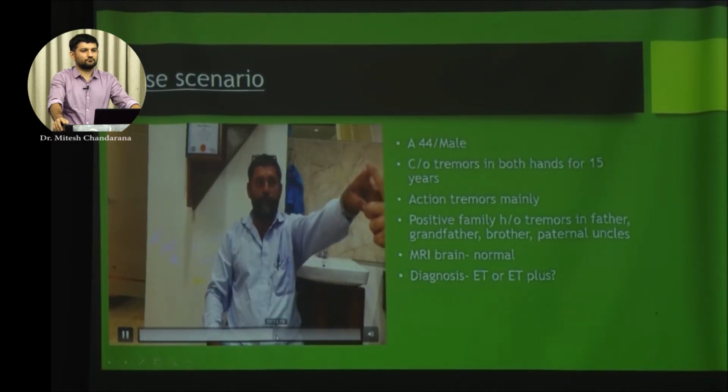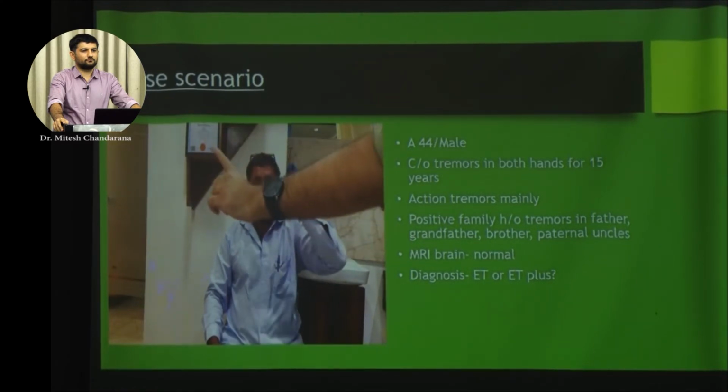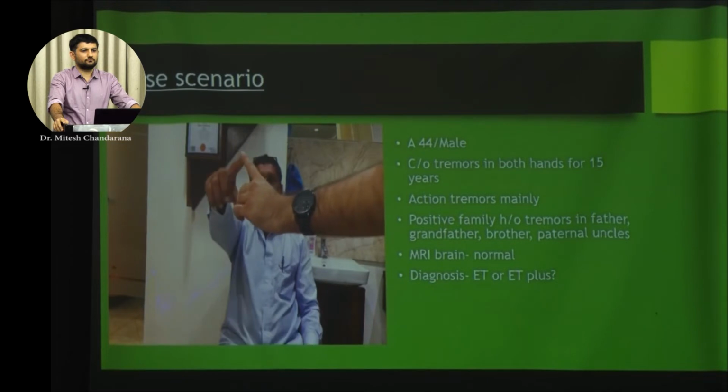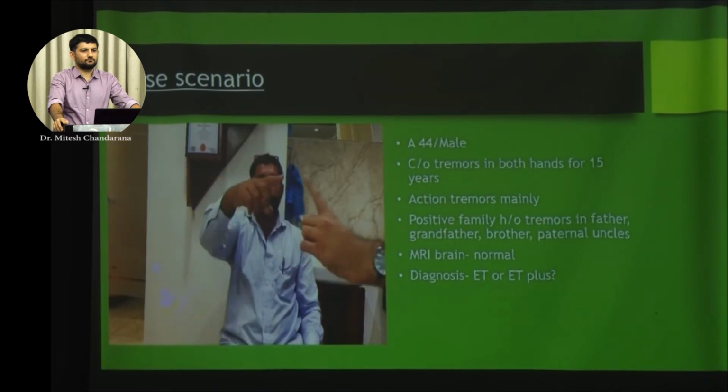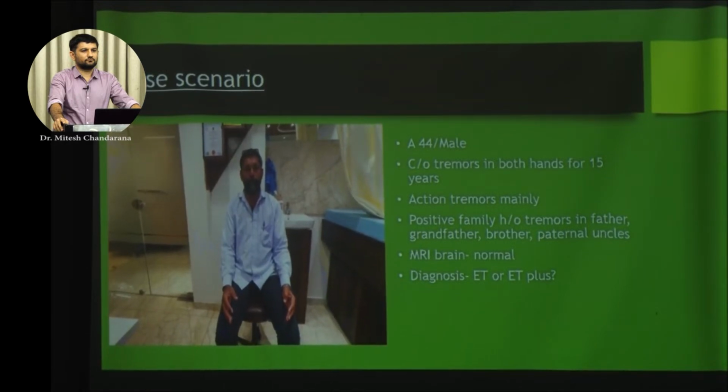We can see there is a kinetic component of the tremor in the left hand, which was not there much in the postural forward arm extension, but it is more on the right side. Yes, there is kinetic tremor. MRI brain is normal, so what should we consider? Diagnosis ET or ET plus? Familial? ET, yes. This is a patient with familial ET with multiple family members in 3 generations.